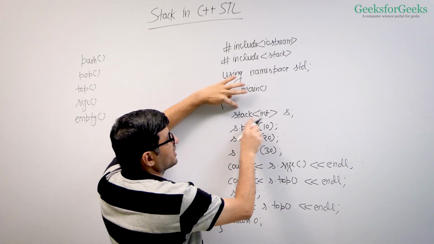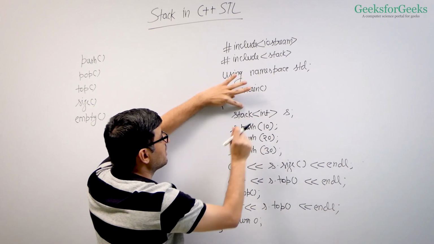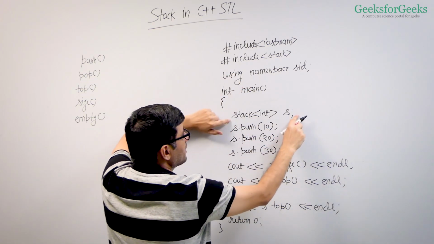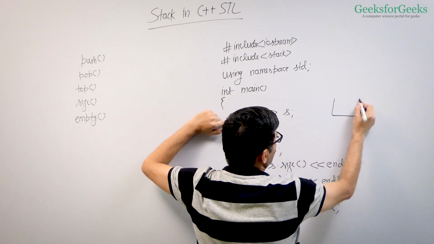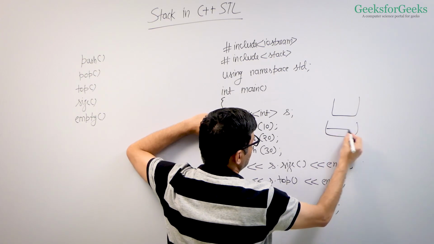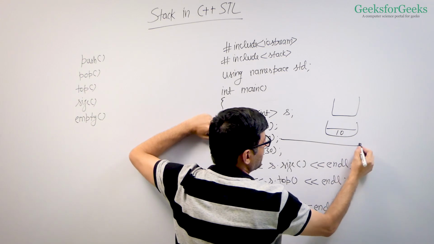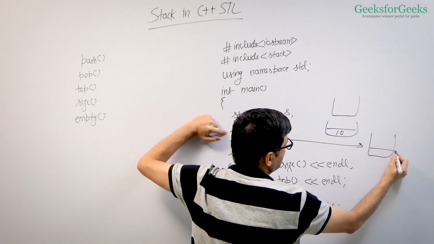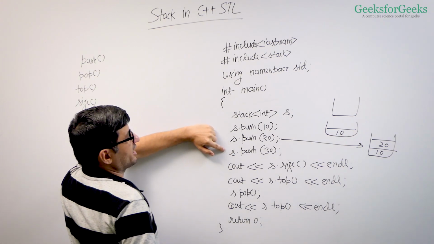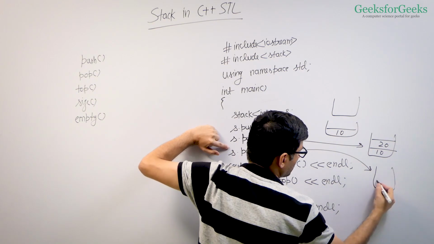We create a stack this way. We pass data type like any other container in STL. To push an item, we call the push function. So what happens here? Your stack is initially empty. And what happens here? 10 goes into the stack. What happens after you do push 20? 20 goes into the stack. So it becomes 10 and 20. What happens when you do s.push 30? 30 goes into the stack. So it becomes 10, 20, 30.